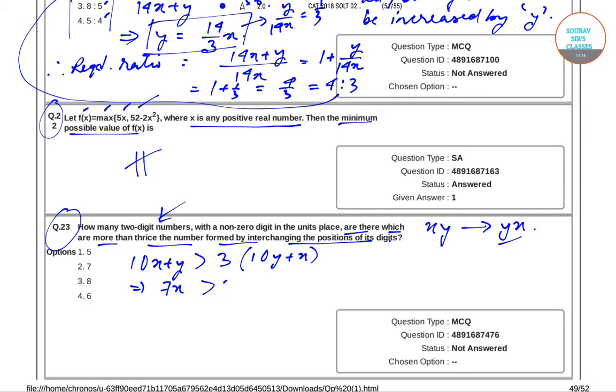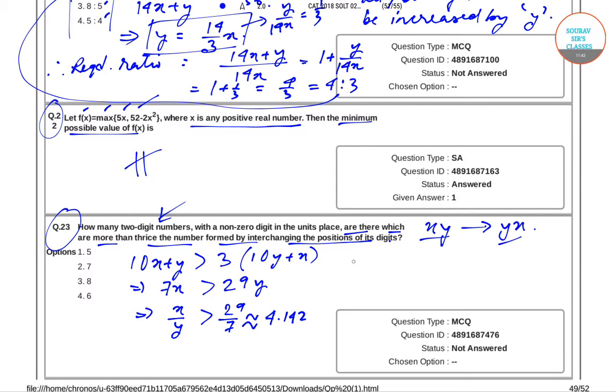So this gives us 10x plus y is greater than 3 into (10y plus x), and this ultimately gives us that 7x is greater than 29y, and this gives us that x by y is greater than 29 by 7, which is approximately equal to 4.142, and so on. So now what will I do? It has been already said that in xy, which is the original 2-digit number that we have considered, the y is not equal to 0. It is a non-zero digit.